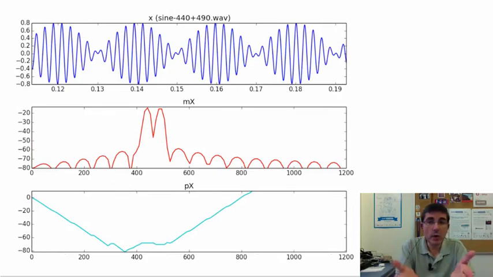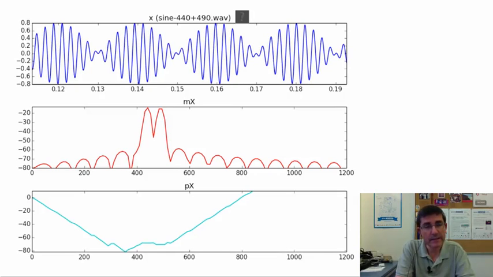Let's make it a little bit more difficult. What happens when our sound is made up of two sine waves? So these are two sine waves, one at 440 hertz, the other at 490 hertz together, and we can also listen to that. Okay, so clearly it sounds like a modulated signal, and in the time domain we can see this modulation. So we see the low frequency, which is the modulation, and the high frequency.